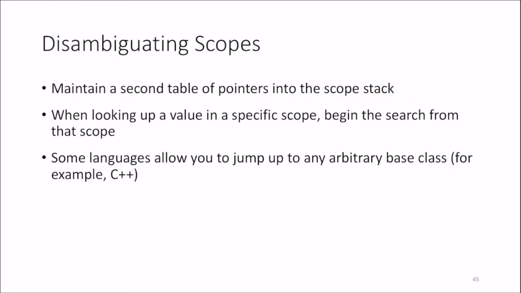So when you want to disambiguate these scopes, you want to maintain this sort of second table of pointers into the scope stack. And when you're looking up a value, you begin the search from that scope, right? So you're chasing these pointers from the most local symbol table up to the most general one. And some languages allow you to jump to any arbitrary base class. For example, C++ lets you define where you want to get the variables from. And so the compiler has to deal with this kind of situation in inheritance.